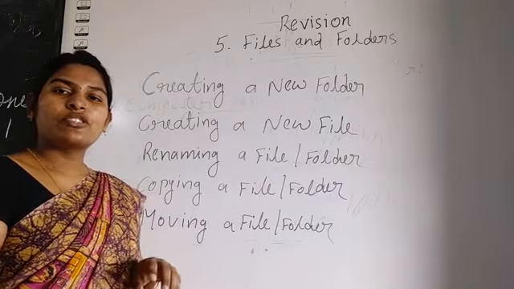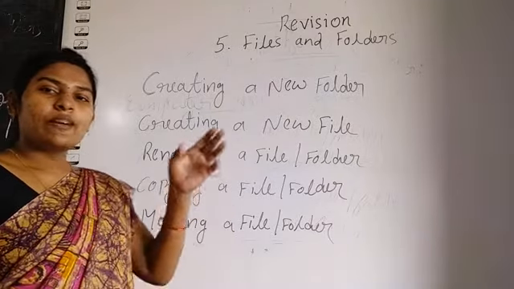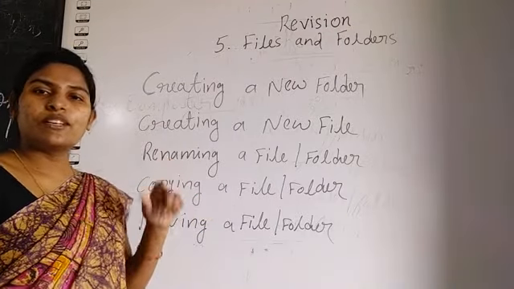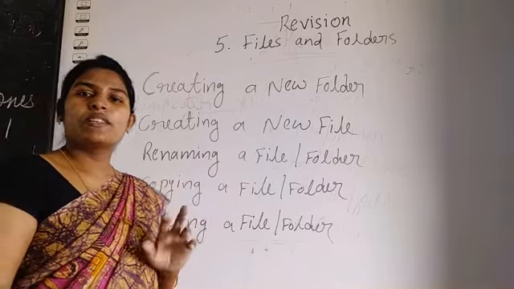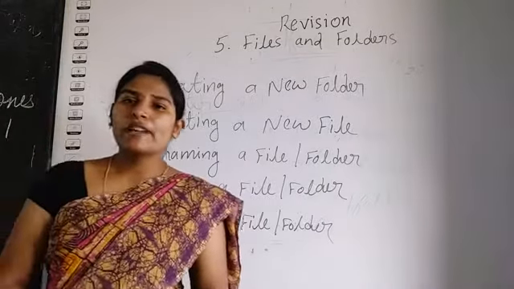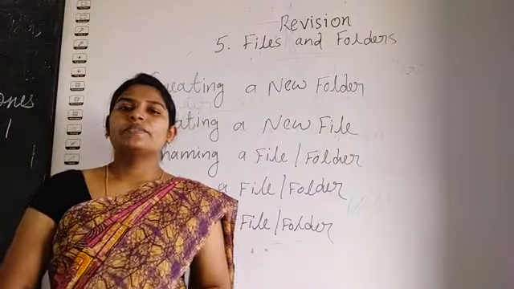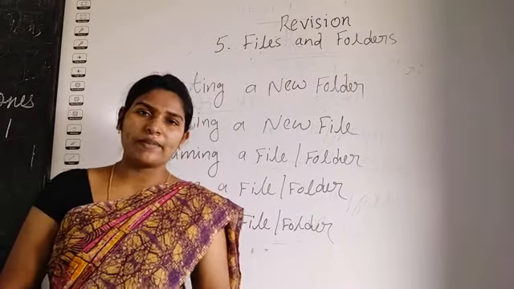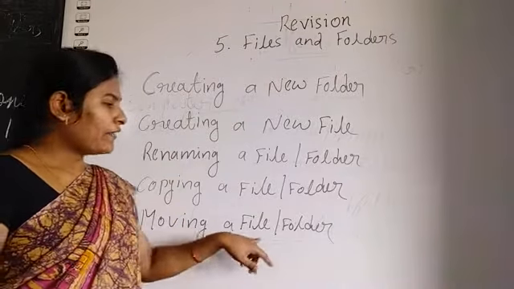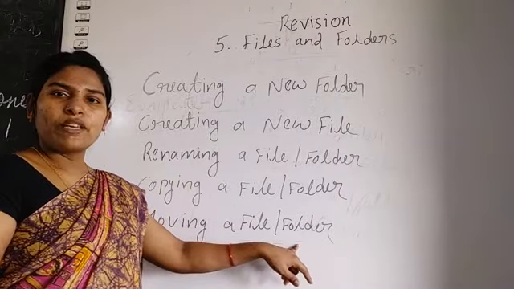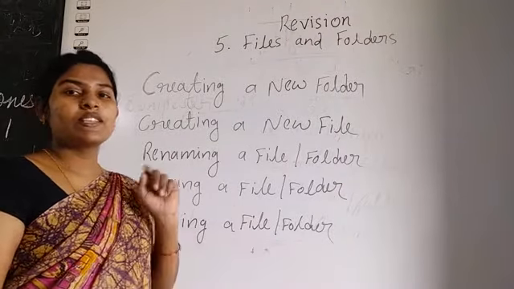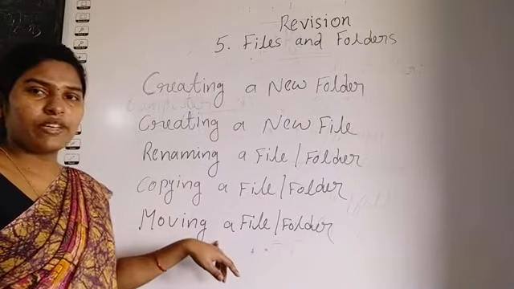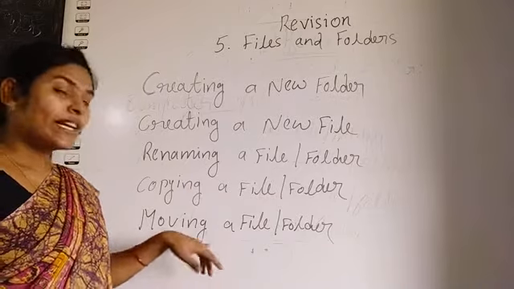When you click the Paste option, that file or folder comes here, and you can see it in both places, the original place and the duplicate place also. In both places you can see the particular file or folder. Like this, we can copy the file or folder from one place to another place. Next, moving a file or folder. Moving from one place to another is also the same process, but the difference I have already told. What is the difference between copying and moving? Here we are using the Cut option.